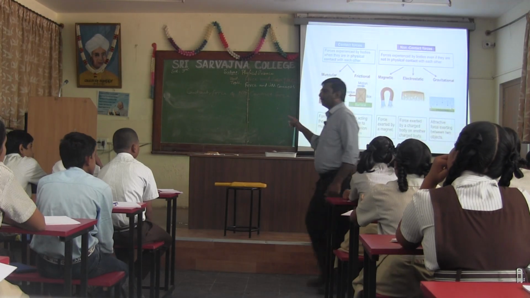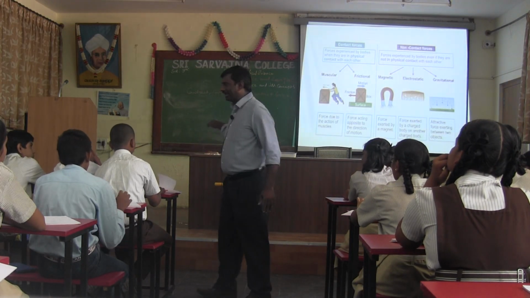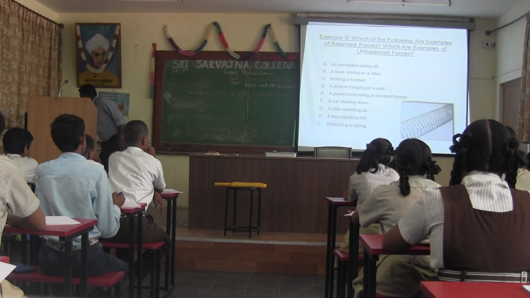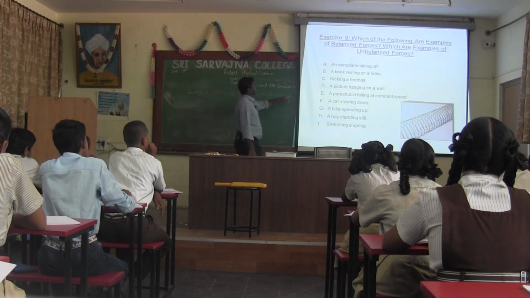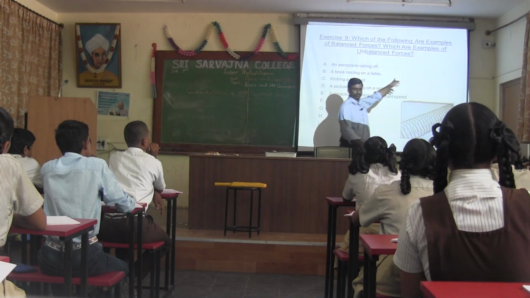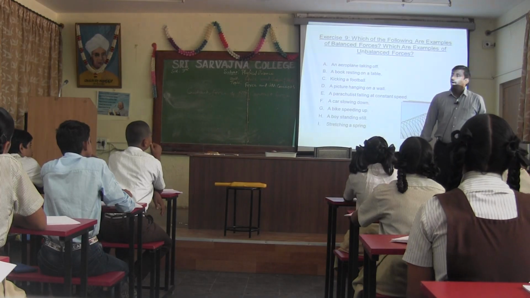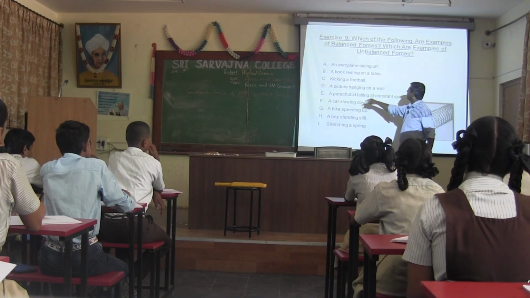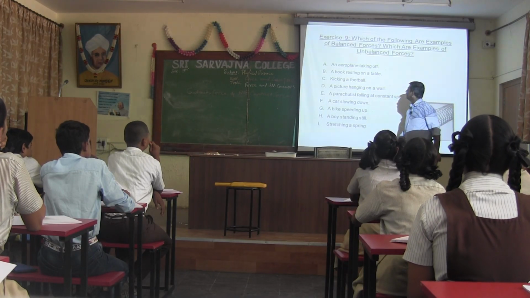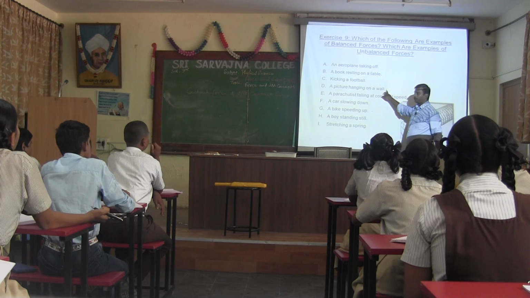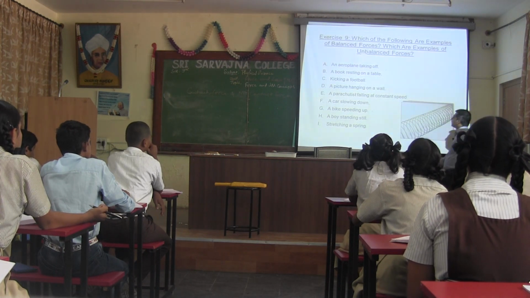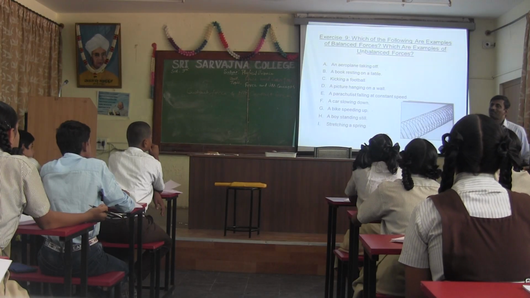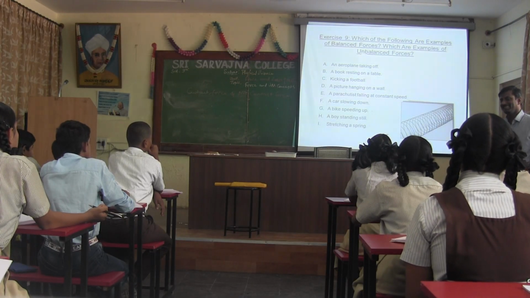Okay. Now please write the answers for my questions on your notebook. Look at this. Please answer these questions. An aeroplane taking off. What kind of force is it? Whether it is balanced or unbalanced? Unbalanced. Very good. A book rests on a table. Balanced. Okay. Kicking a football. A picture hanging on a wall. Then what is that? A parachute falling at a constant speed. Constant speed. Balanced. Okay. Right.